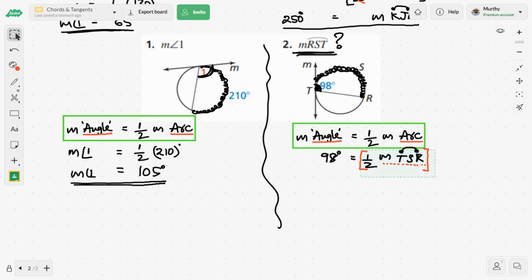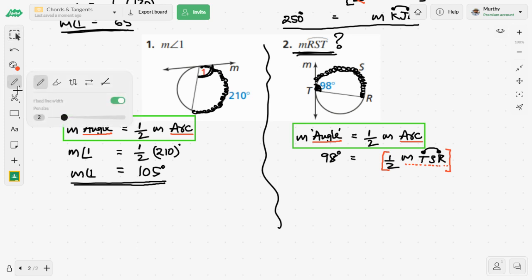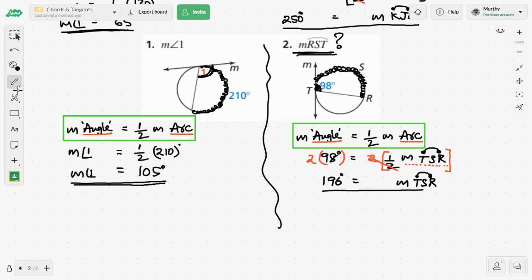So how to eliminate this half means, I'm sure that you know that we have to multiply by 2 on both these sides. So 2 and half gets cancelled. You'll get that measure of arc TSR equals 2 times 98. 2 times 90 is 180 and 2 times 8 is 16. So 180 and 16 is 196 degrees. Okay. Now questions on this.